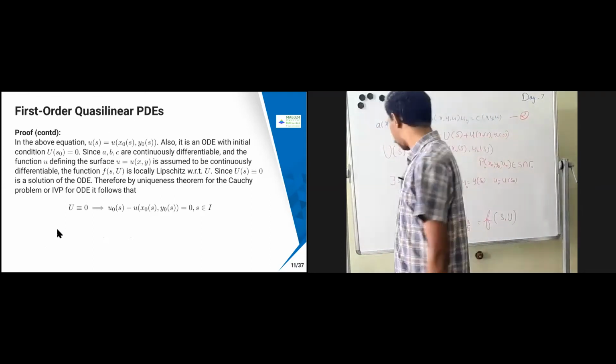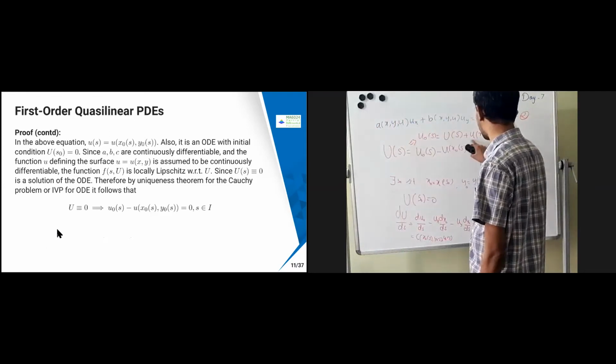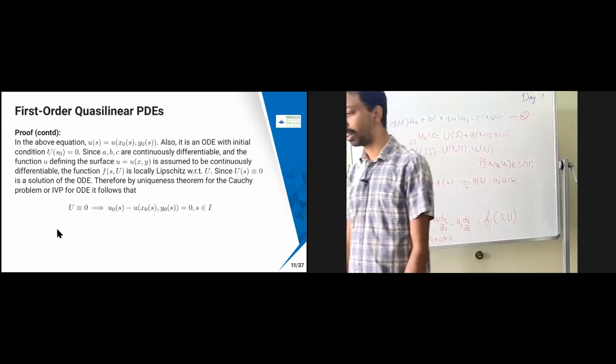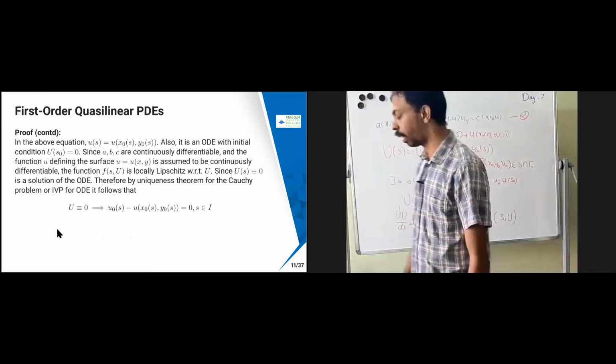I have already mentioned that u of s is nothing but u of x naught of s, y naught of s. So it is an ODE with an initial condition. What is the initial condition?